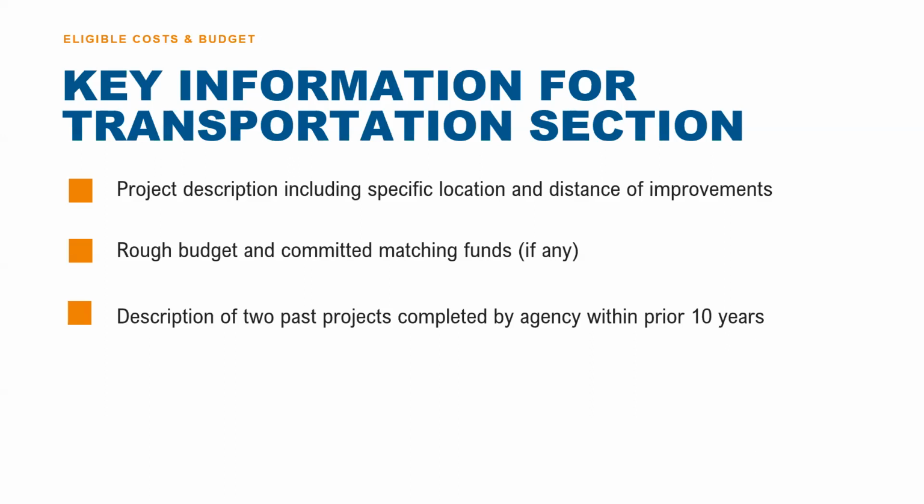Public partners often ask what level of detail is required for the budgets in the ASIC application. The answer is you're expected to fill out a rough budget with general line items for each of the items, but you're not expected to drill down into the specific details. Don't forget that you can also put other committed funds, if any, on the ASIC application as leverage. Third, the public partner has to provide evidence of two past projects of similar scope completed within the last 10 years. This requirement ensures that the public partners have the necessary experience to implement those components if awarded.